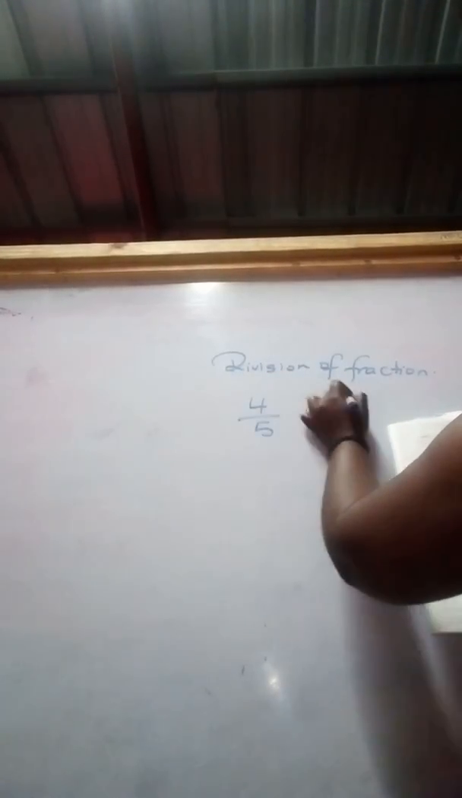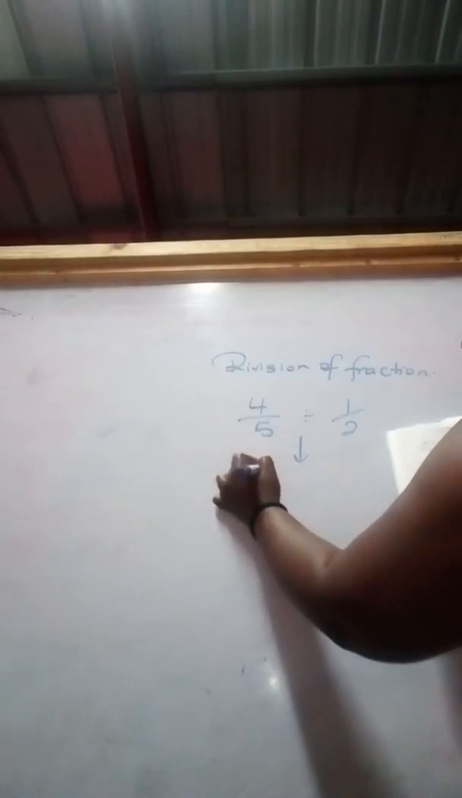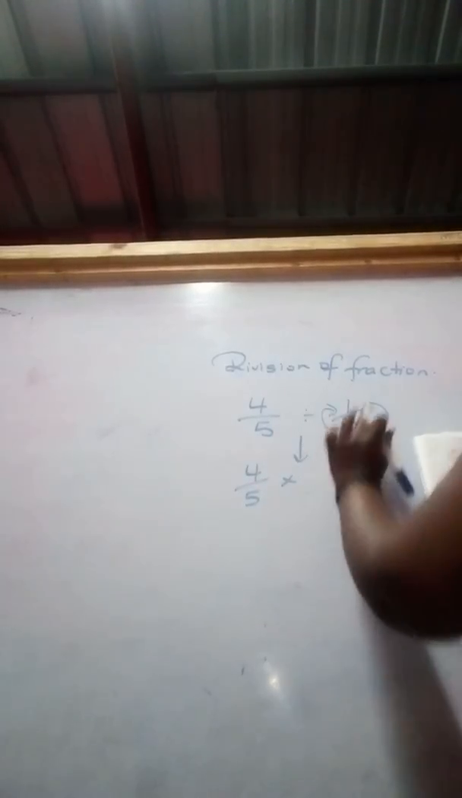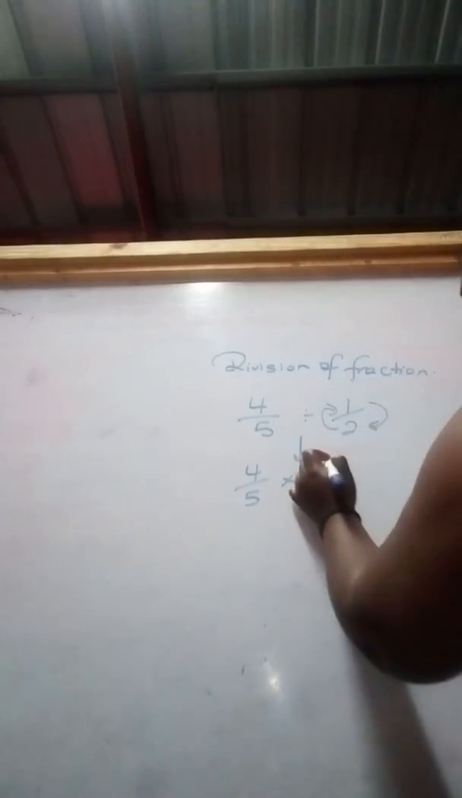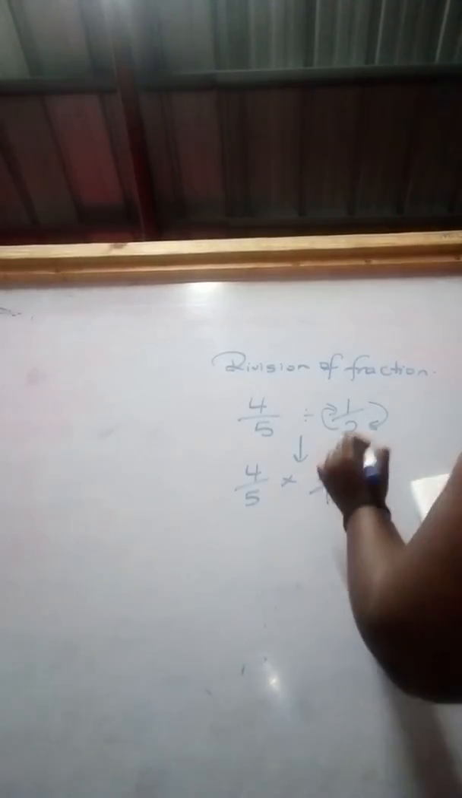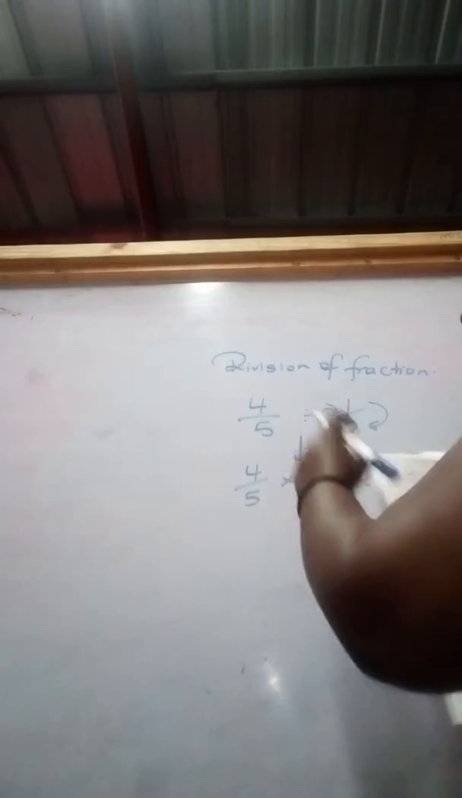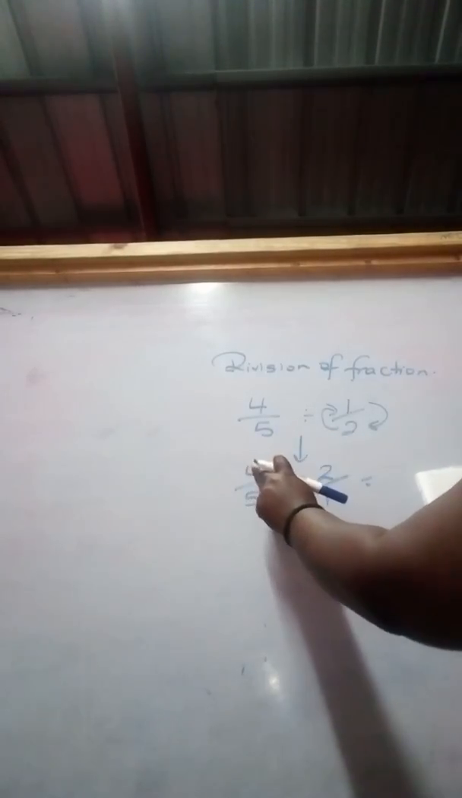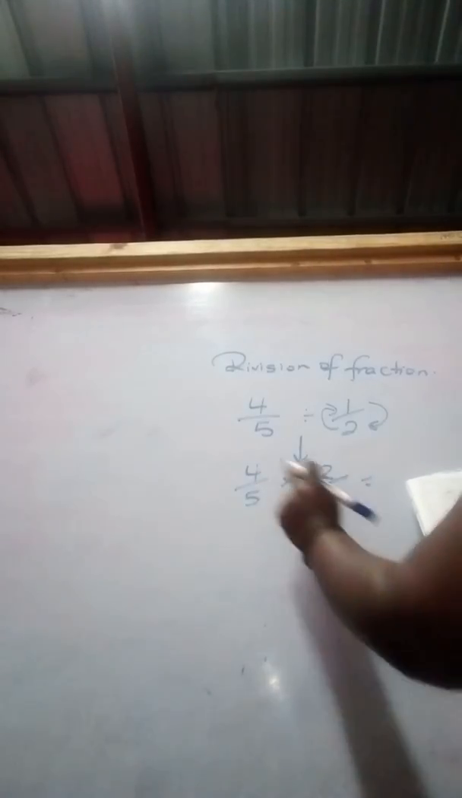Right, now with division of fractions, what you need to remember is that the division sign changes to multiplication. We flip the second fraction. And remember your principle of cancel, right? Nothing here could cancel, right? So we multiply numerator by numerator and denominator by denominator.